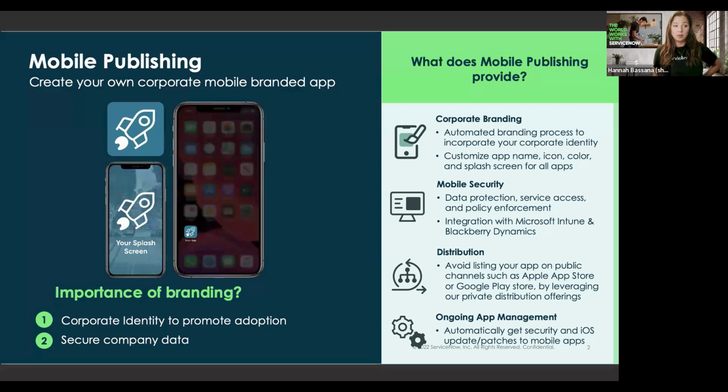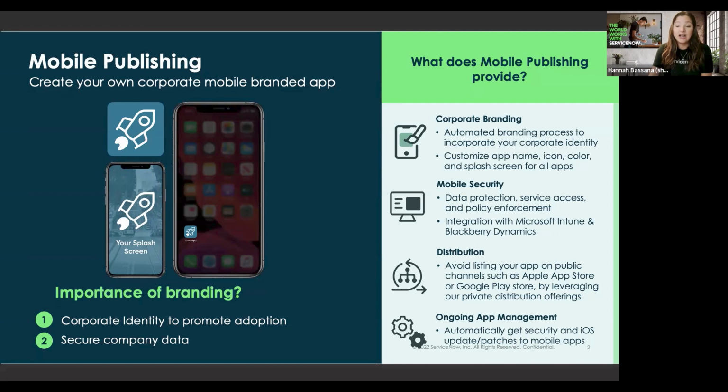First off, what is mobile publishing? Mobile publishing is our, like I said, white labeling or branding tool to create your own corporate mobile branded app. We provide not only corporate branding with an automated branding process and customizable options here, app name, icon, color, splash screen, etc. We also have additional mobile security, distribution options, which I'll go through, and then ongoing app management so that you can focus on branding your app rather than the security or management thereof.